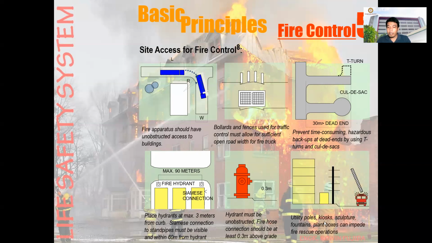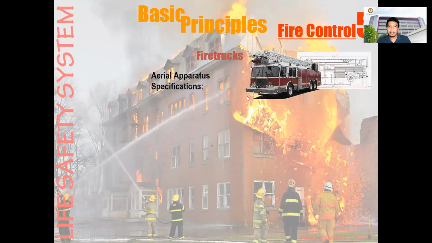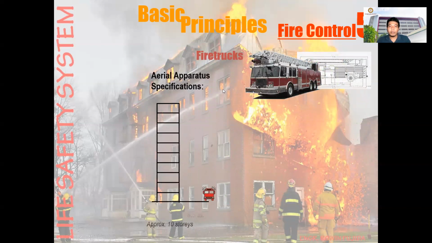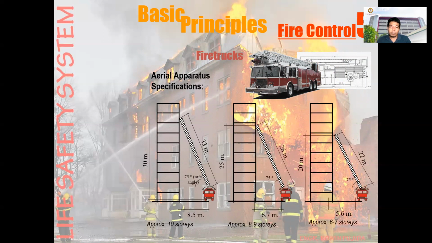Utility poles, kiosks, sculptures, fountains, and plant boxes can impede fire rescue operations. So if you have these poles, they can obstruct the fire truck ladder to your building. So next is the fire truck, the aerial apparatus specification. Normally you have these distances to the building. For approximately a 10-story building, the distance from the building to the fire truck is 8.5 meters. So you just go through this class.